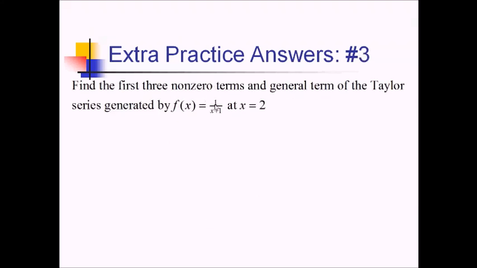On this problem, I want the first 3 non-zero terms and the general term of a series generated by 1 over x plus 1 at x equals 2. All right, so let me find f of 2 and also the first 3 derivatives, and I'll plug it in my Taylor formula. So f of 2 is just going to be 1 over 2 plus 1, so 1/3. Now this function I could represent as x plus 1 to the negative 1, so the first derivative is going to be negative x plus 1 to the negative 2, and then we're evaluating that at 2. This is always going to be 3 inside here for all these derivatives, so this is going to be negative 1 over 3 squared, so negative 1/9.